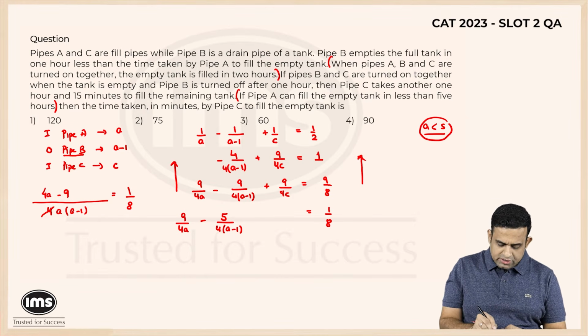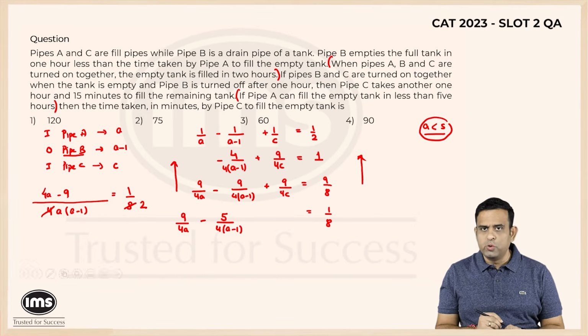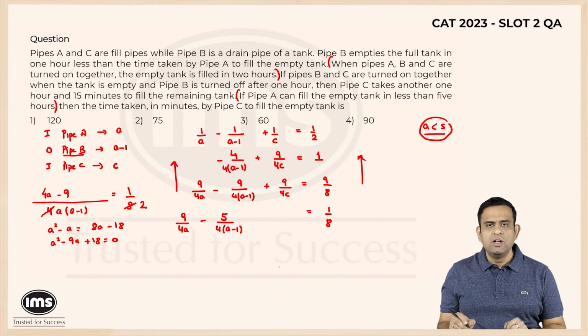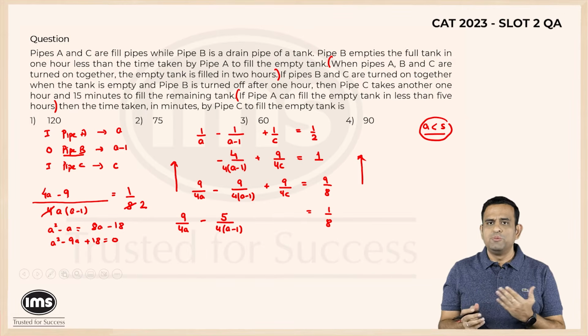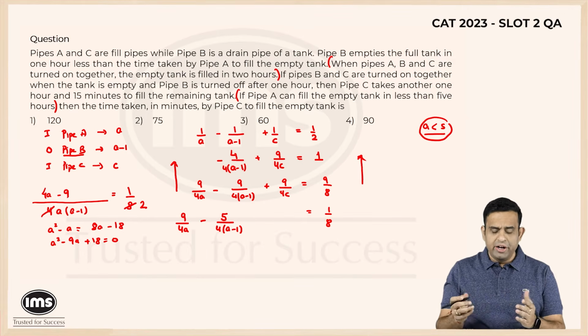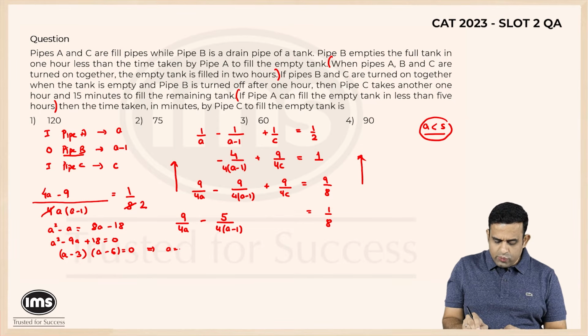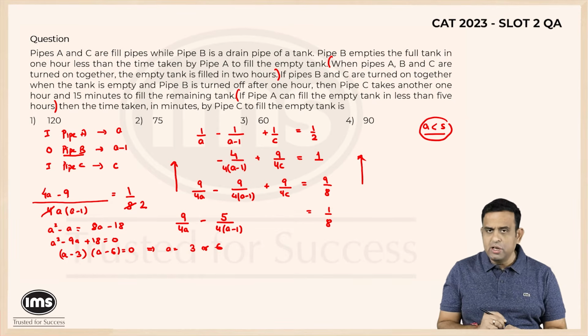Then if I simplify this 4 and this 8, so 2, let's cross multiply. One gets A square minus A is equal to 8A minus 18. So now one will get A square minus 9A plus 18 equal to 0. And now we can use the formula, we can use middle term split, we can use completing the perfect square, whatever you want to. This is going to become equal to A minus 3 into A minus 6 equals 0. That means the value of A is coming out to be 3 or 6.